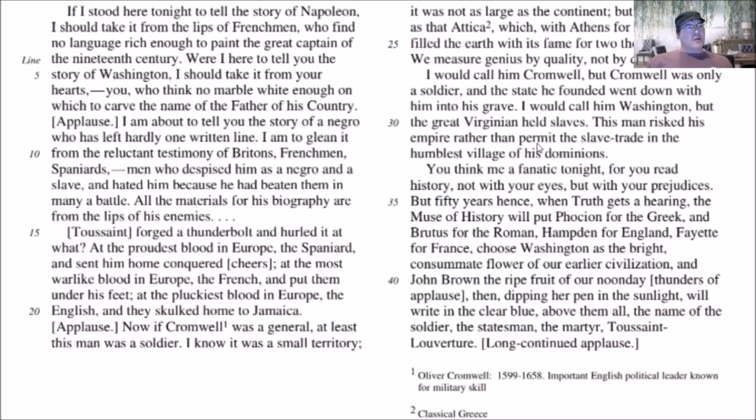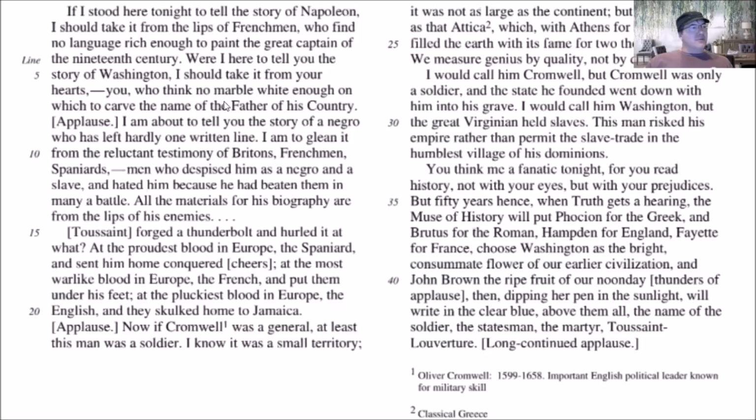This man risked his empire rather than permit the slave trade in the humblest village of his dominions. Notice the ethos here. And the writer really is taking a chance because he's speaking to Americans who would have revered Washington tremendously. He not only calls out Washington for owning slaves, he contrasts him against Toussaint, who fought for the rights of slaves.